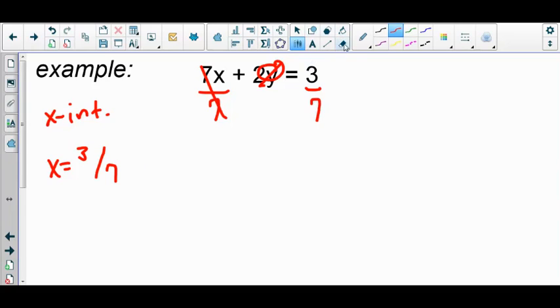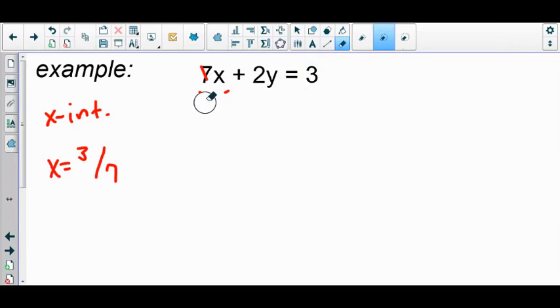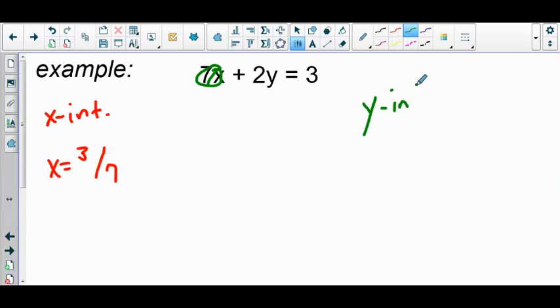Now, in order to do the y-intercept, I'm going to make x equals 0. So 7 times 0 is 0. So I end up with 2 times y is equal to 3. How do I get the y by itself? I just simply divide out the 2. And if I divide 2 out of one term, I divide 2 out of all the terms. So y is equal to 3/2 at the y-intercept. And really, that's all there is to it.